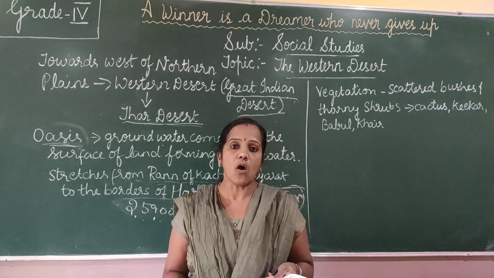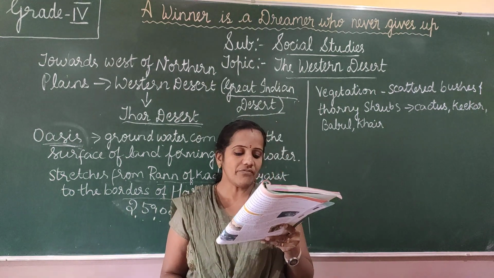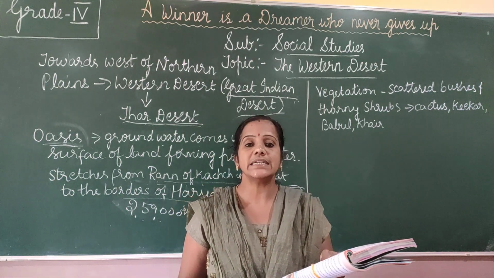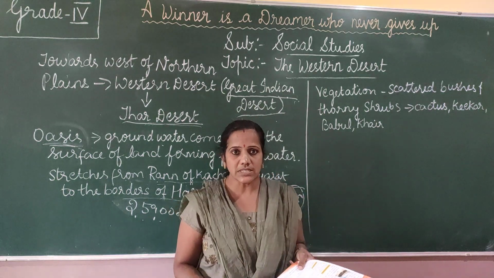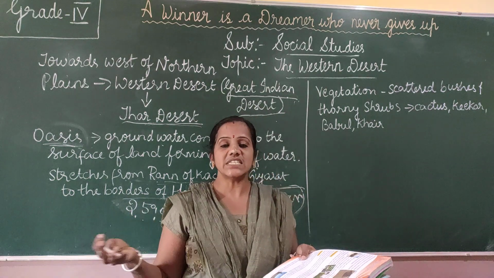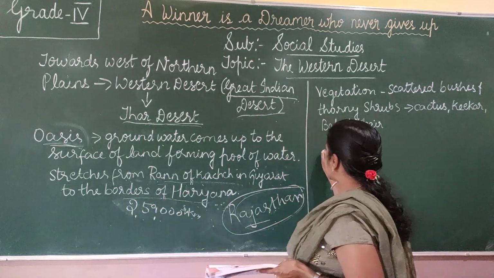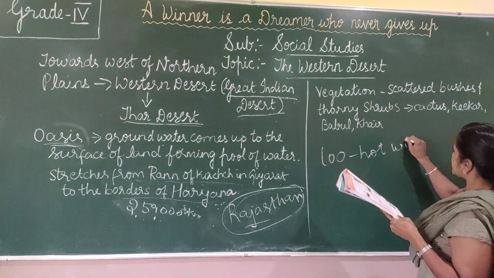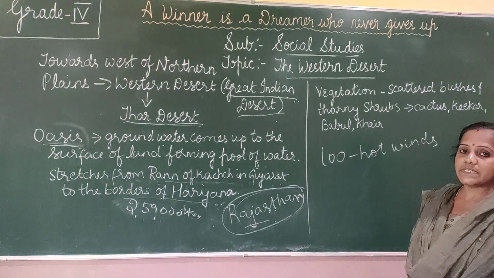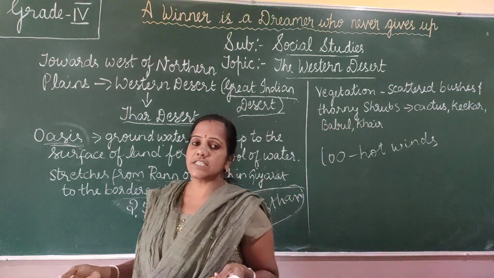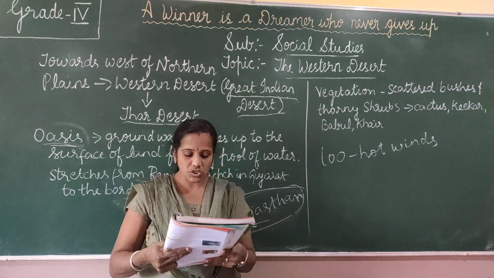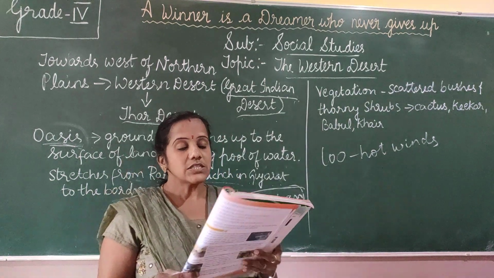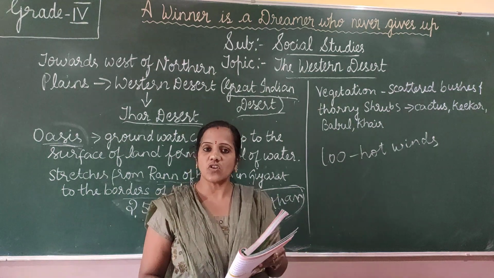During summer, hot winds called Loo blow from the desert region towards the states of Uttar Pradesh and Delhi. This increases the temperature of these states.